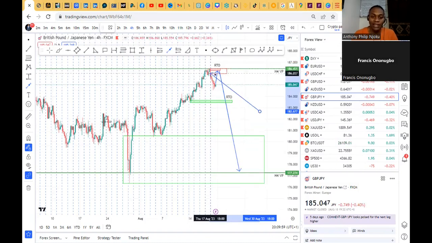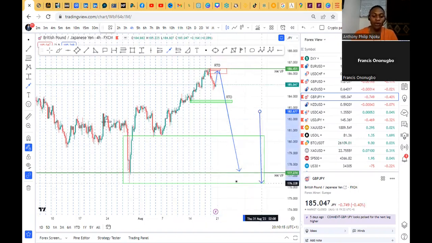So from this point now, it has created what? An H4 order block and a return to origin over here. So we're expecting the market to come back into this order block and return to origin, taking liquidity from here. And then we're expecting a 900 pips drop down to this H4 validation point and order block, as you can see marked over here.